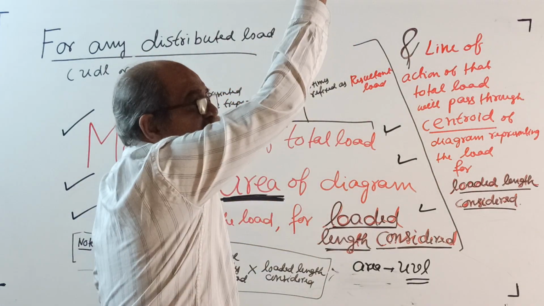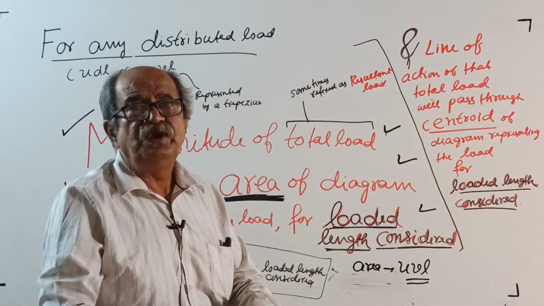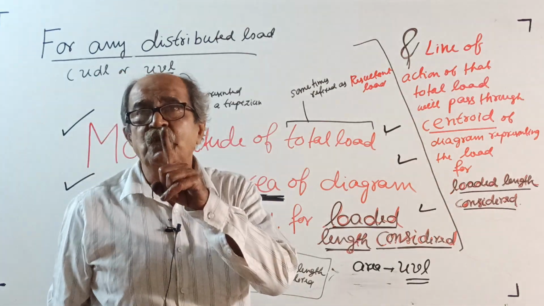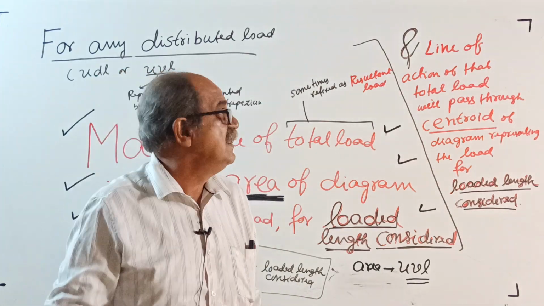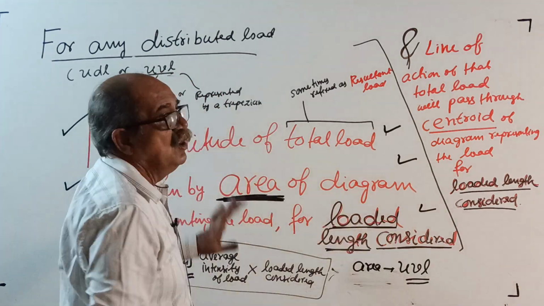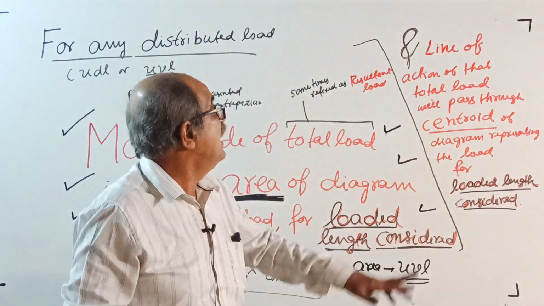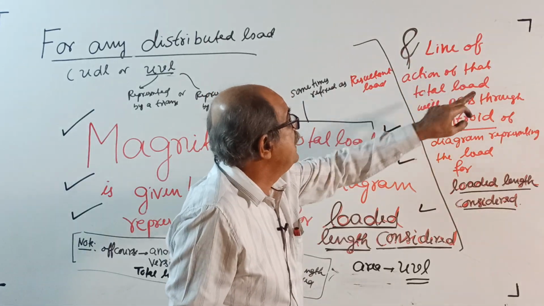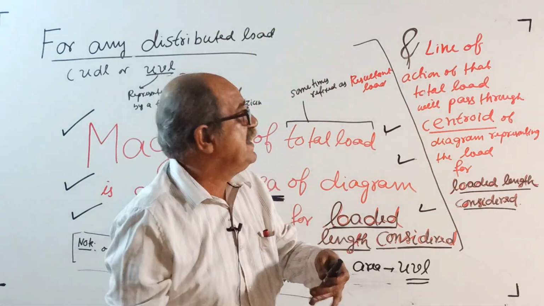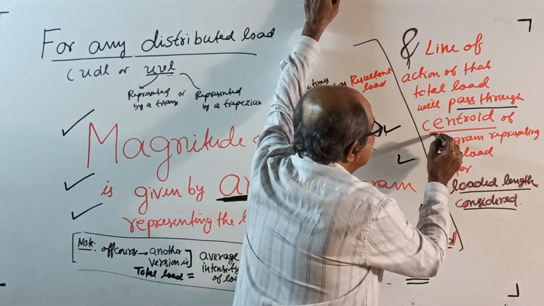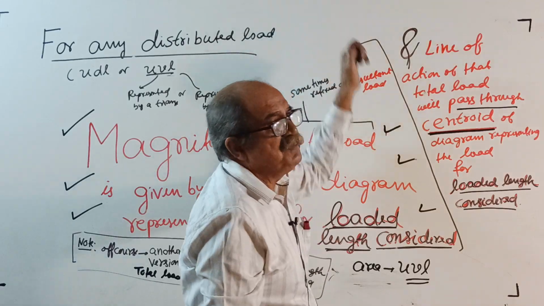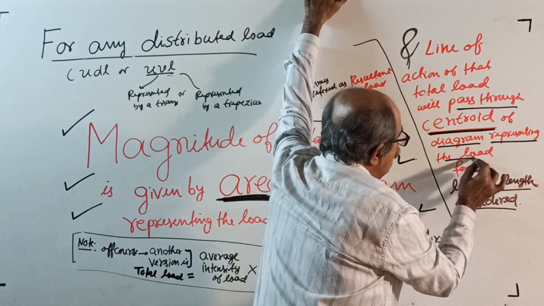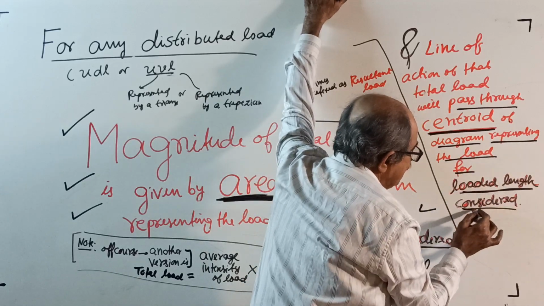total load, your hand should move like this. Total load is equal to the area of the load diagram representing the load, for the most important term, loaded length considered. Okay, now total load is over. Now the doubt comes: where is the total load acting? And the line of action of that total load will pass through the centroid, which some people call the center of gravity. Both are the same. Centroid of the diagram representing the load for loaded length considered.